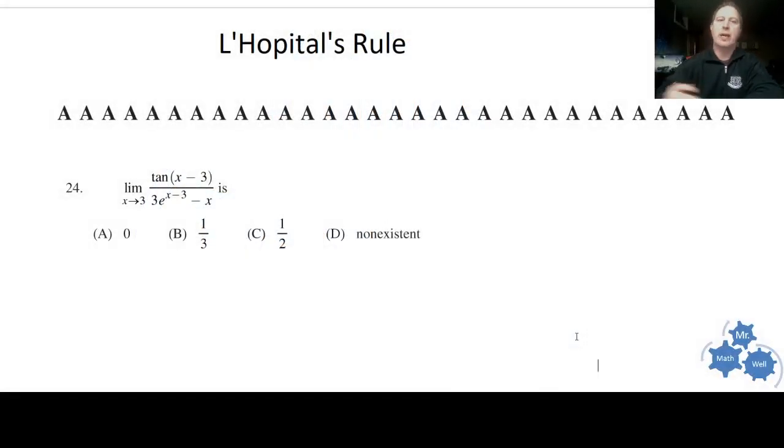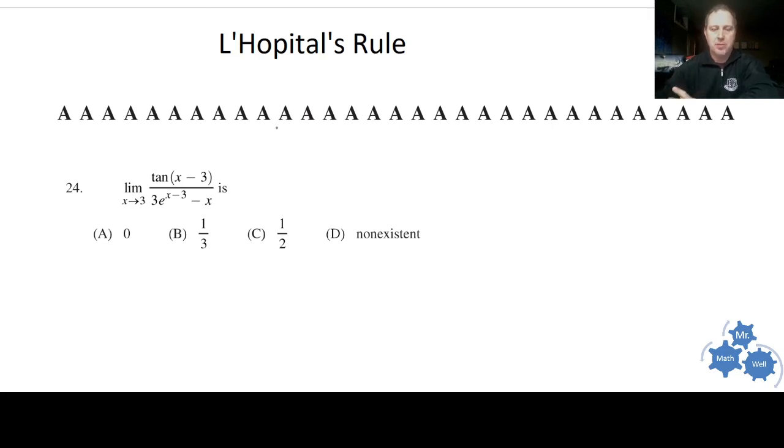Just going to do a quick L'Hopital's rule problem, and this is one from a practice AP exam. When you look at a question like this, the limit of tan of x minus 3 over 3 times e to the x minus 3 minus x, that looks really, super, super ugly.